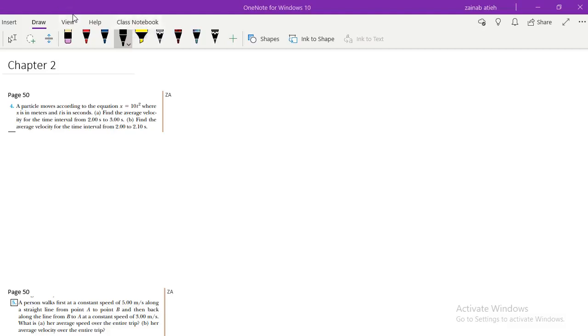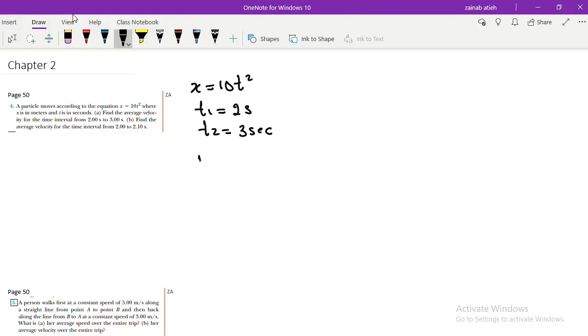This problem says that a particle moves according to the equation x equals 10t squared, where x is in meters and t is in seconds. A. Find the average velocity for the time interval from 2 to 3. We have to find the average velocity between t1 equals 2 and t2 equals 3 seconds. So t1 equals 2 seconds and t2 is equal to 3 seconds.